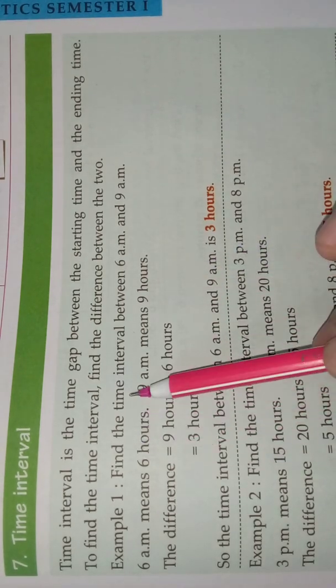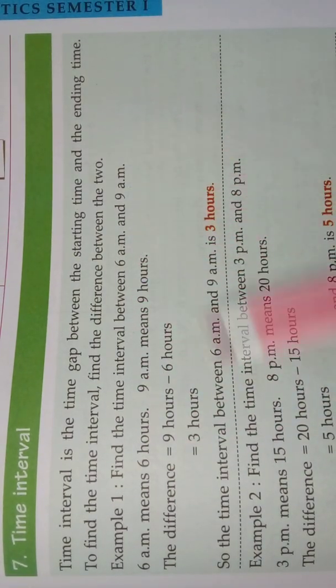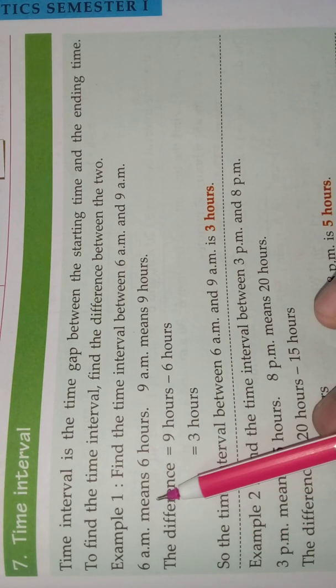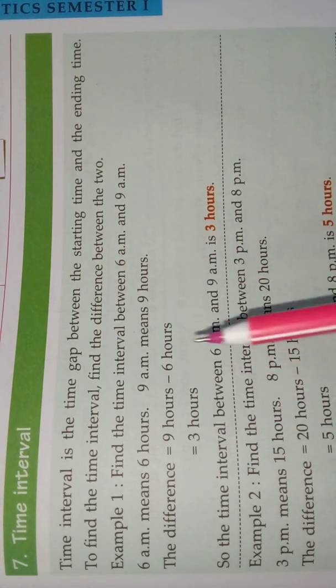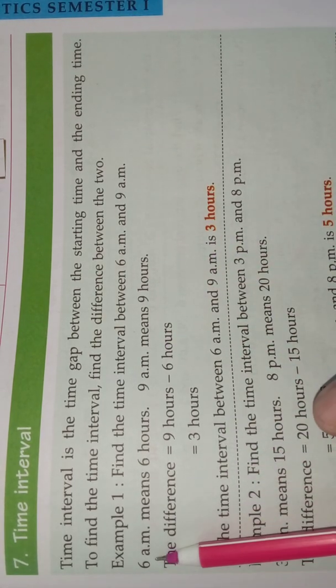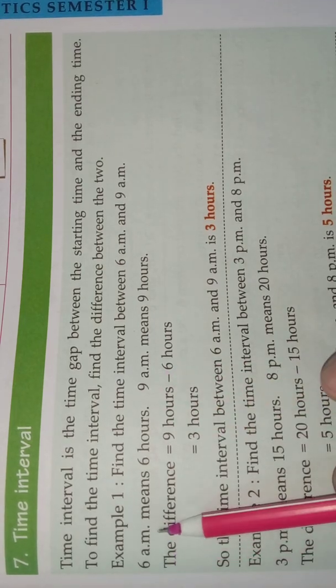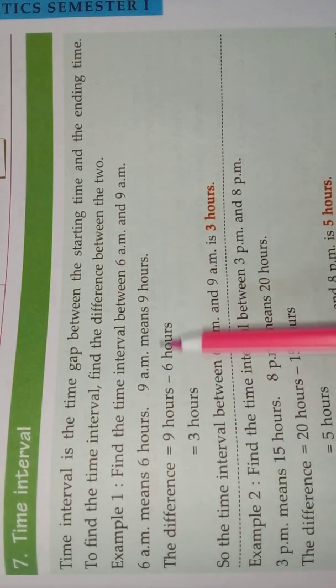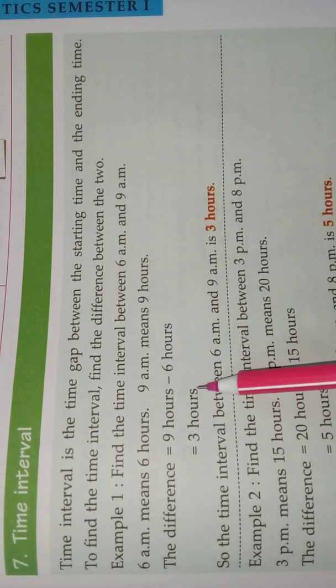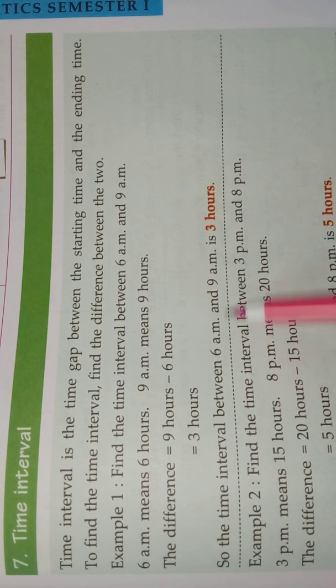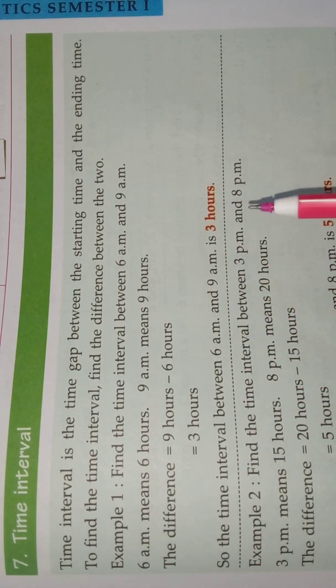Find the time interval between 6 a.m. and 9 a.m. 6 a.m. means 6 hours. That we know. 9 a.m. means 9 hours. So, convert it into 24 hours clock. Since it is a.m., 6 a.m. is 6 hours, 9 a.m. is 9 hours. So, we should find 9 hours minus 6 hours, 3 hours. So, the time interval between 6 a.m. and 9 a.m. is 3 hours. That means we should convert it into 24 hours clock so that we can find the difference easily.